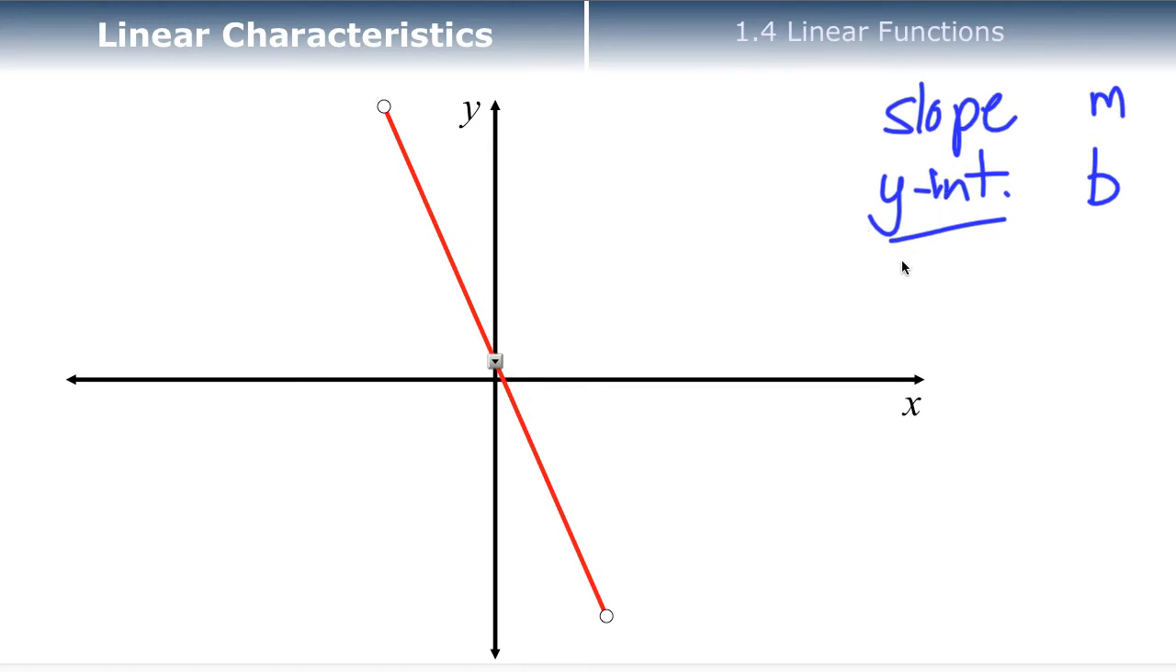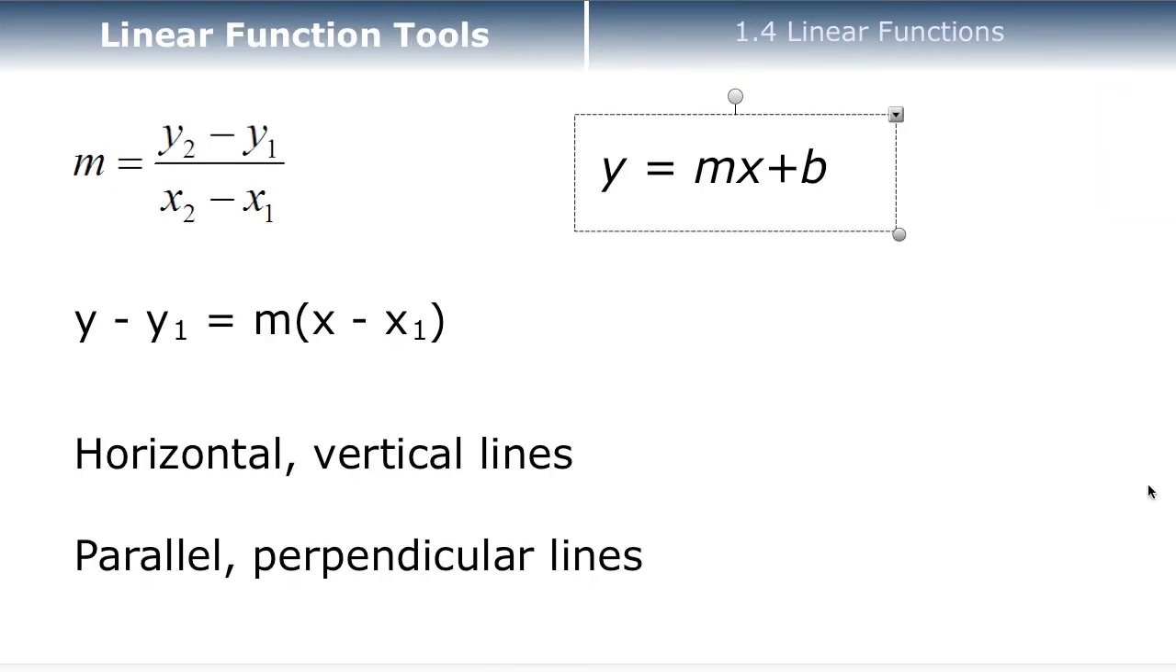If I can do that, then that gives me an advantage in both graphing these, but also looking at equations for them. Here are some of the tools you would have seen in the past that deal with lines. This formula here is one that allows you to determine the slope of a line.